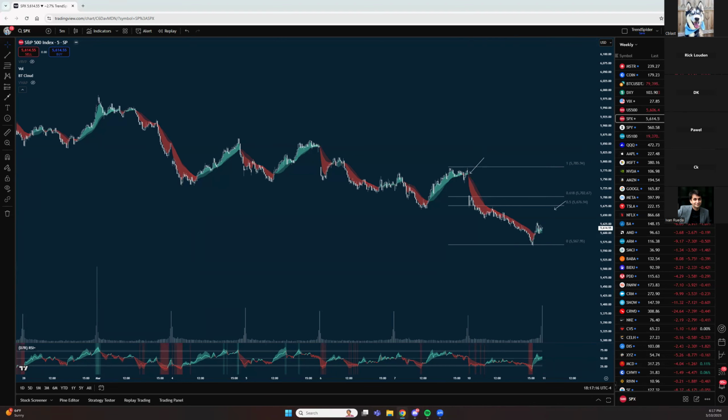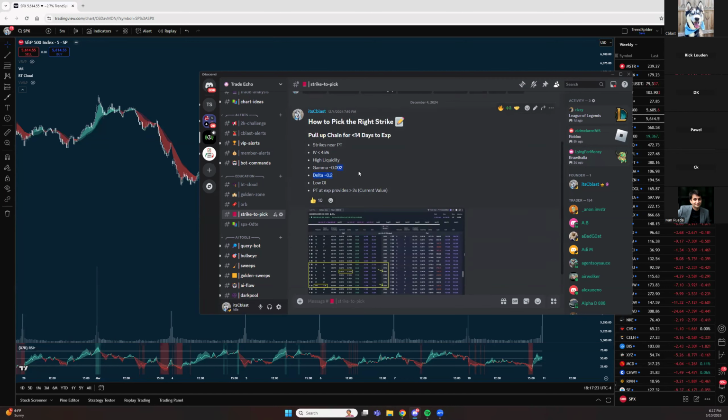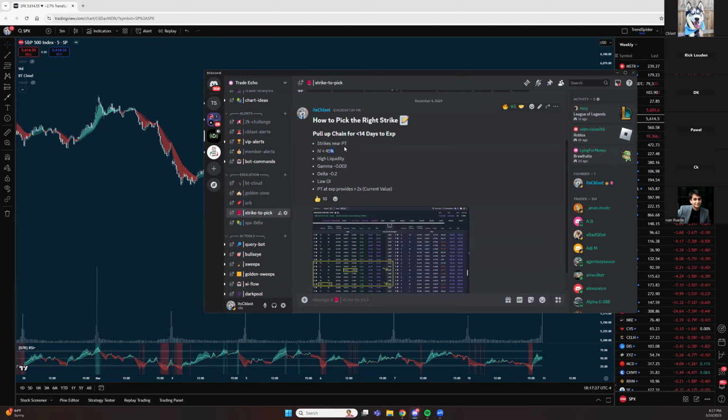So here I'm going to pull up the strike to pick. This is in Discord. You can look at the channel here. So this is if we're trading, probably, I would say, SPX, one of our momentum names. The key things here: IV under 45%. This was years ago. When I made this, you're probably not going to find anything with IV under 45%.